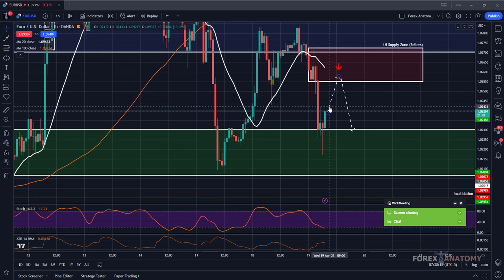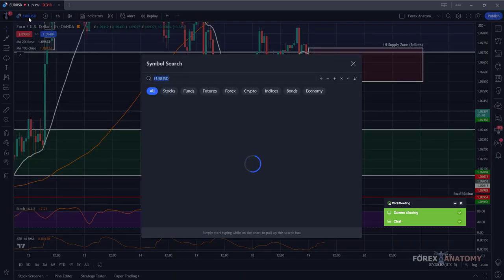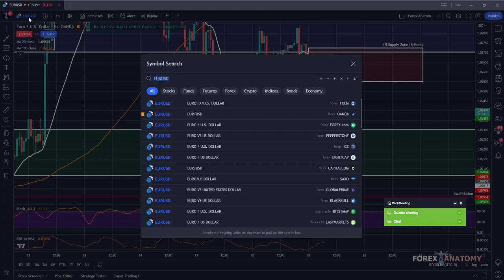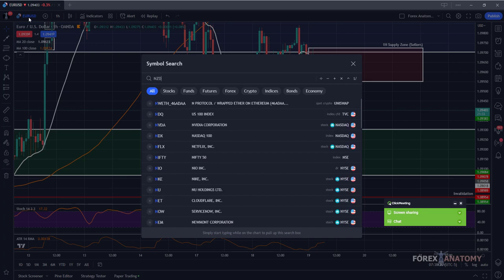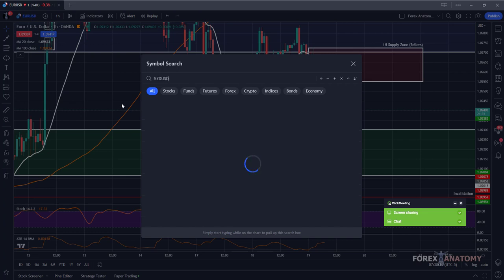Going once, going twice. I have quite a bit on my list of setups. But let's do one more. Let's do Kiwi USD, NZD USD. Let's do that one.